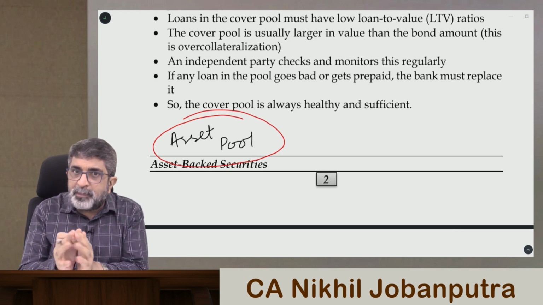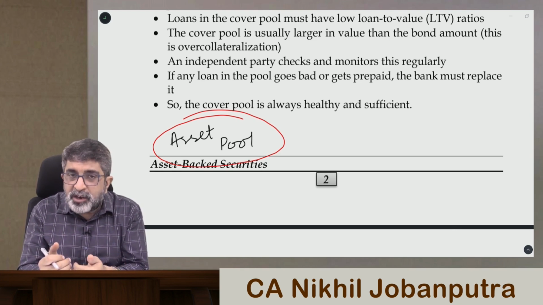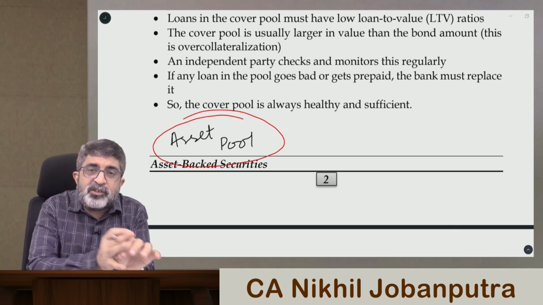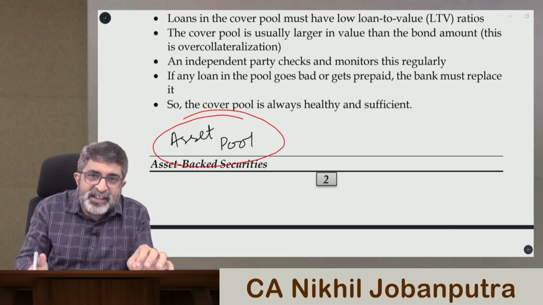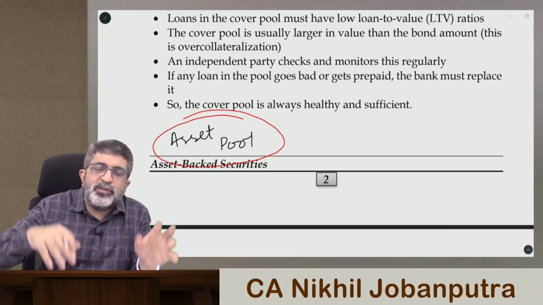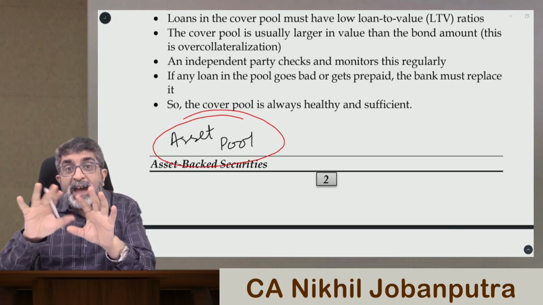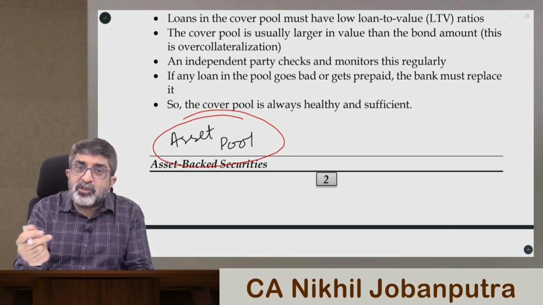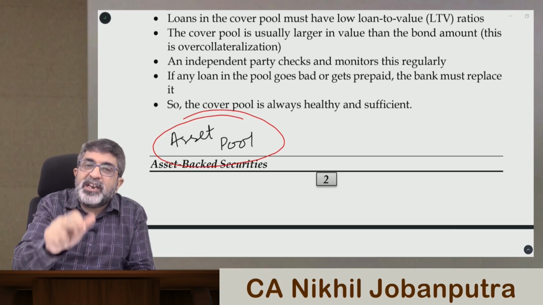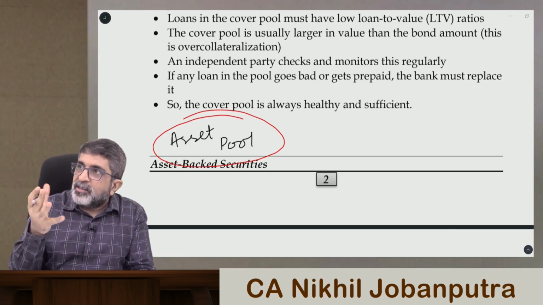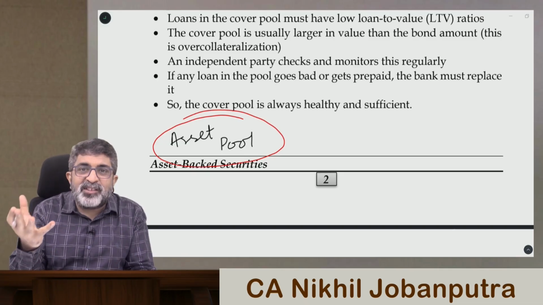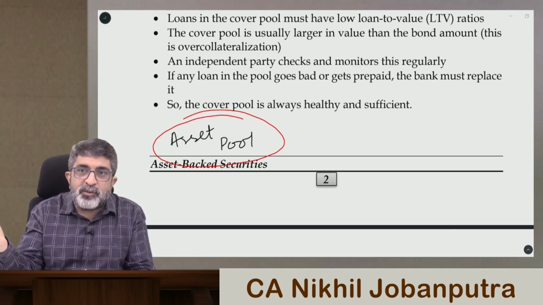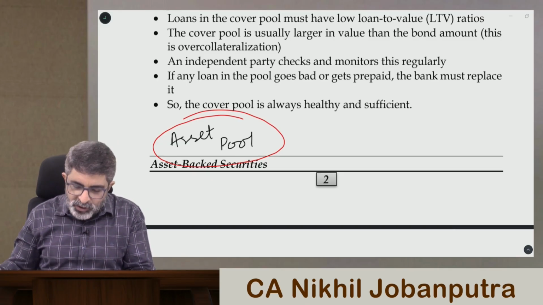So what the bank, or that finance company, does is it immediately removes such prepaid loans from the asset pool and introduces new loans in this asset pool so that the value of the asset pool remains constant. And I would say not just the value, even the quality of the asset pool remains constant. This increases the trust and faith of the bond investors in the issuing company.